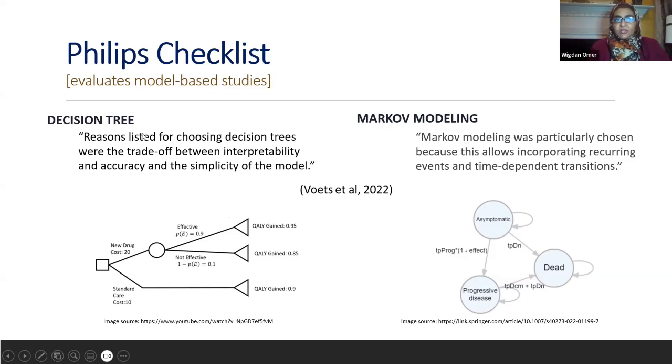And it compares the new intervention against the old or standard one, and compares the costs or qualities. Those studies who use decision tree reason that to trade off between interpretability and accuracy and simplicity of the model. In terms of simplicity, both models, the decision tree and Markov, are considered simple models. The Markov tree modeling is different.